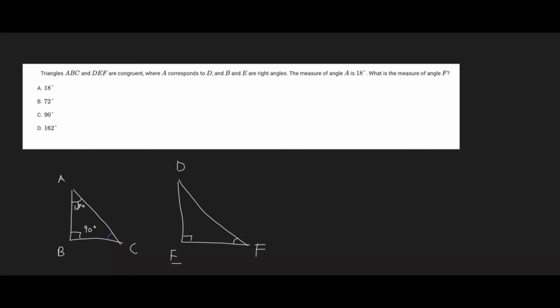And so if we look at this corner right here, the angle C can be found by adding up the angles A and B and then subtracting that from 180 degrees, because there's 180 degrees in a triangle. So 180 minus 90 first, and then minus 18. That will give us 72 degrees. And since we know that C is 72 degrees, and its corresponding angle matches up to angle F, that means angle F must have a measure of 72 degrees.